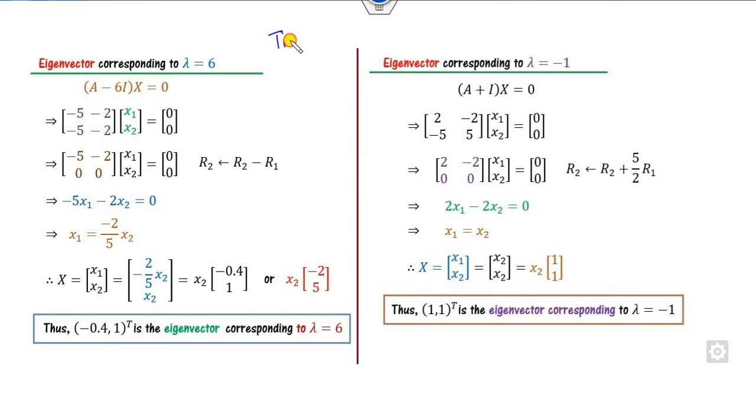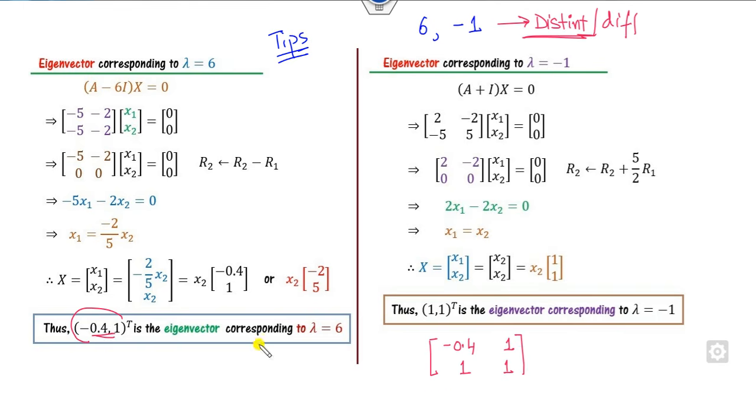Again, what is the tip for you? You can see the eigenvalues 6 and minus 1 are distinct. Fine. So once they are distinct, whatever the eigenvectors are, you can write them simply as a matrix here. How can you check in your examination whether your answer is correct or wrong? You can write them as columns, and if I say this is B, then the determinant of B is always non-zero. Remember, always non-zero when they are distinct. If it is 0, then your answer is wrong. So you can see the determinant here is minus 1.4, which is non-zero. It means your answer is correct in the examinations.